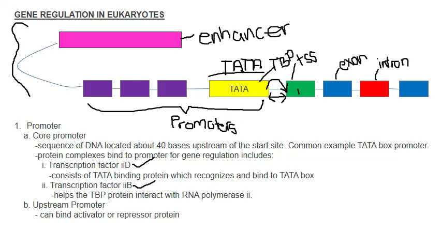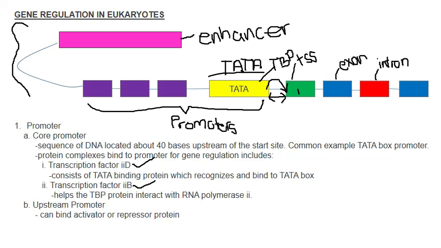Okay, the next component is the upstream promoters. Upstream promoters are segments of DNA found upstream of the core promoter. So these are the core promoters, and upstream of the core promoters are the upstream promoters. They can also bind to activator or repressor proteins needed to regulate gene expression. So either you activate the gene or you block the gene, depending on the upstream promoters.